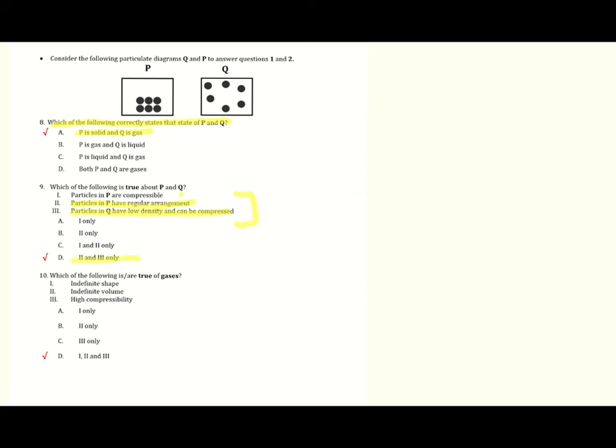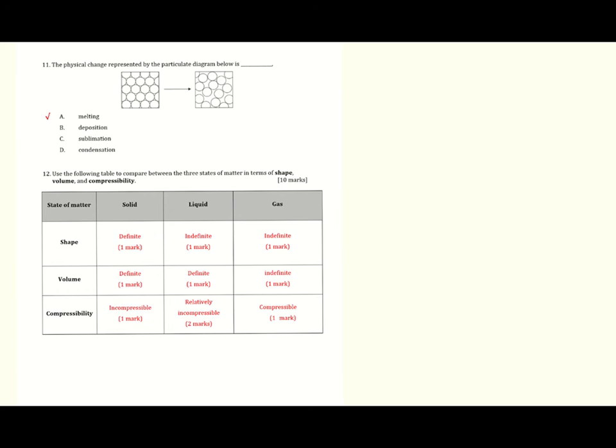Which of the following is true about gases? Indefinite shape? Yes. Indefinite volume? Yes. High compressibility? Yes. Gases are easily compressible. The physical change represented by the particulate diagram below: what does this figure represent? It's a change of matter from solid to liquid. Change from solid to liquid is melting. So the answer here is A.